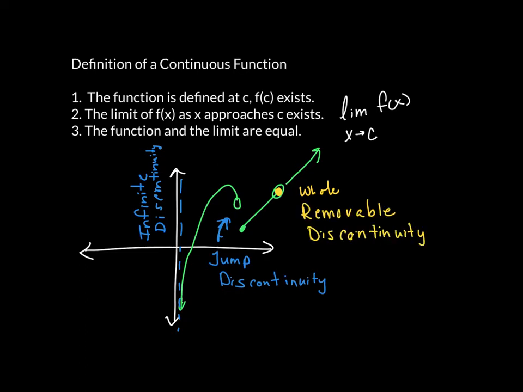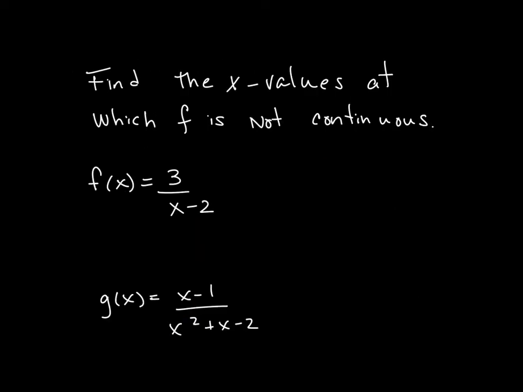All right, let's look at some examples with this. If we look at f of x here, what we see by looking at the denominator is that we know that x cannot equal 2. Now, that means that it is not continuous at 2. And this is actually an infinite discontinuity.